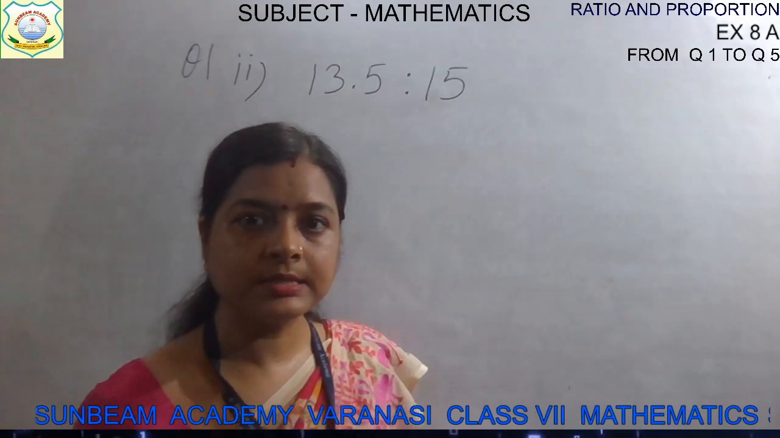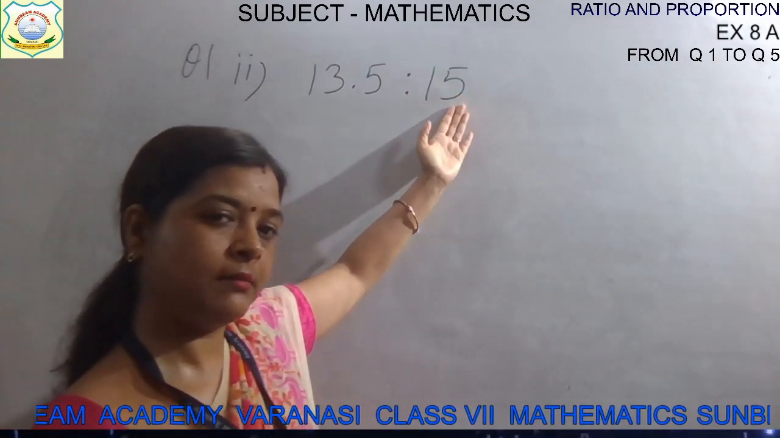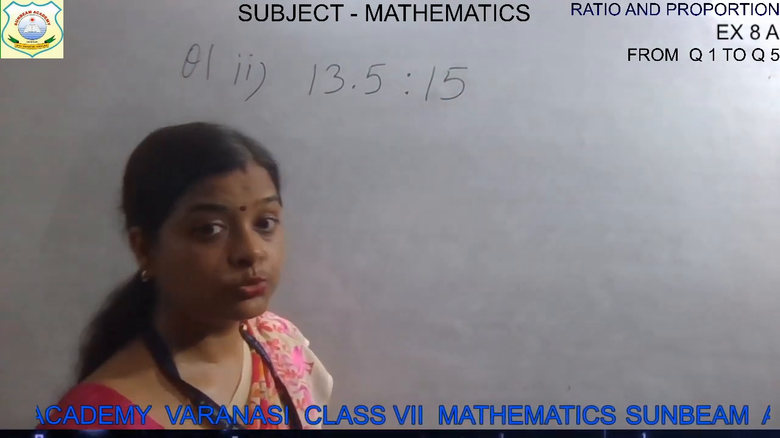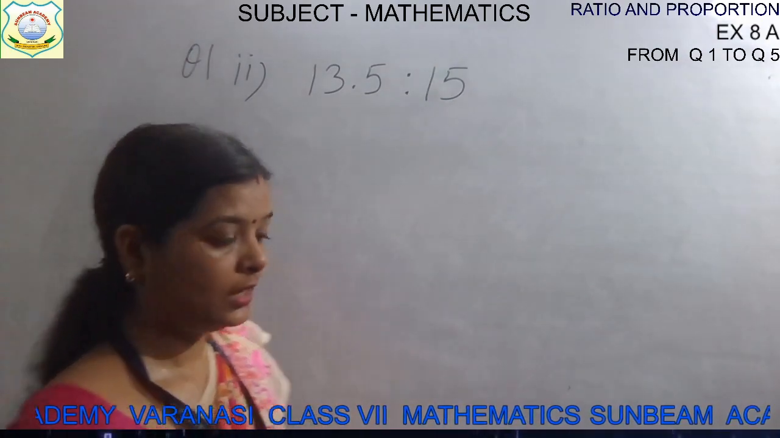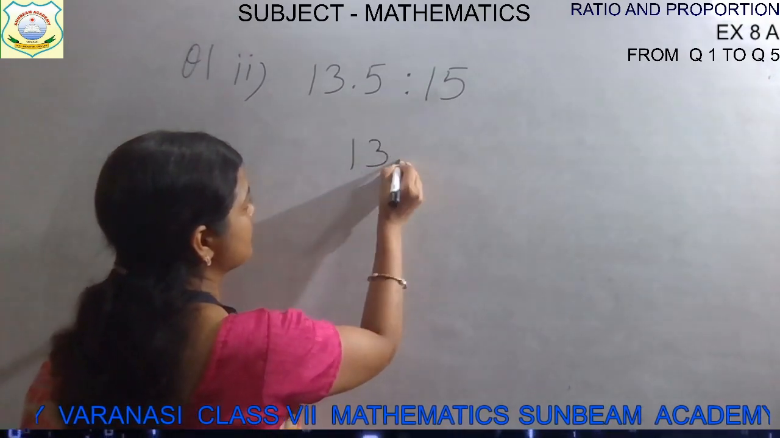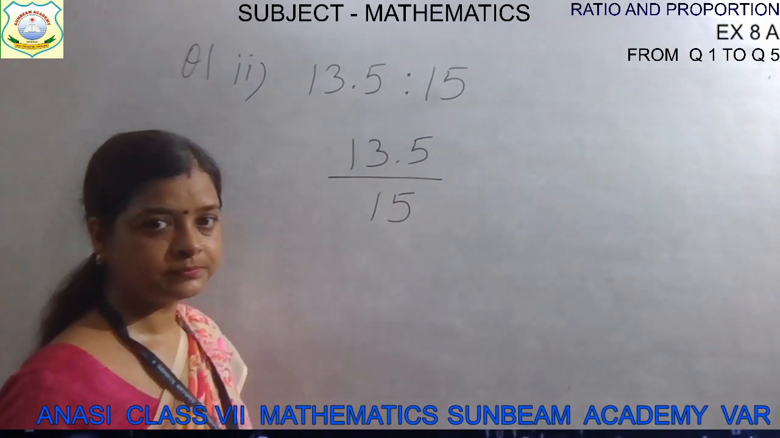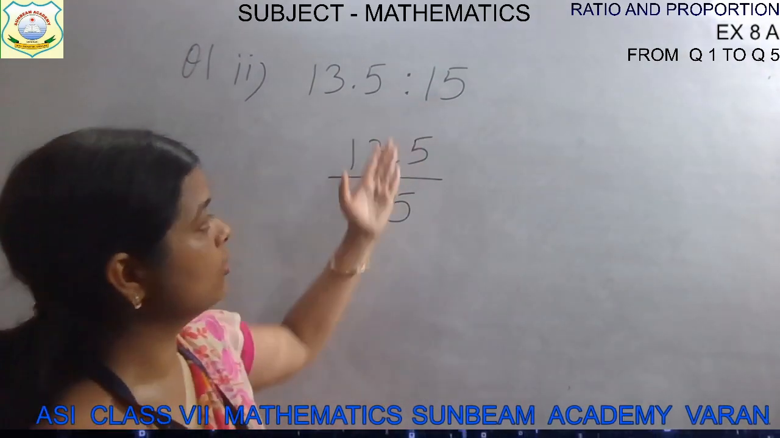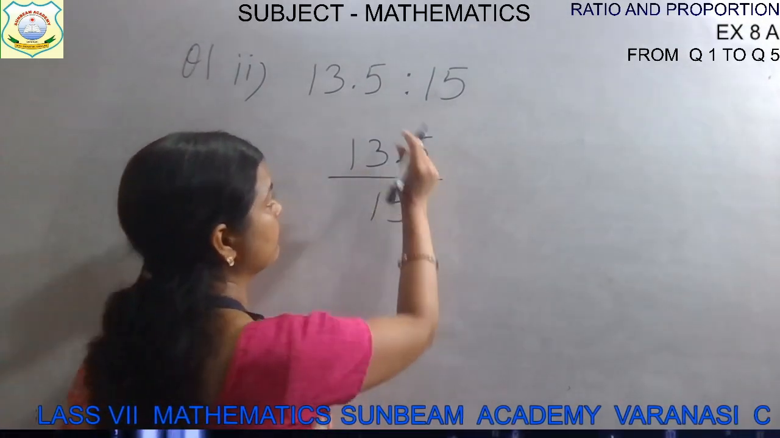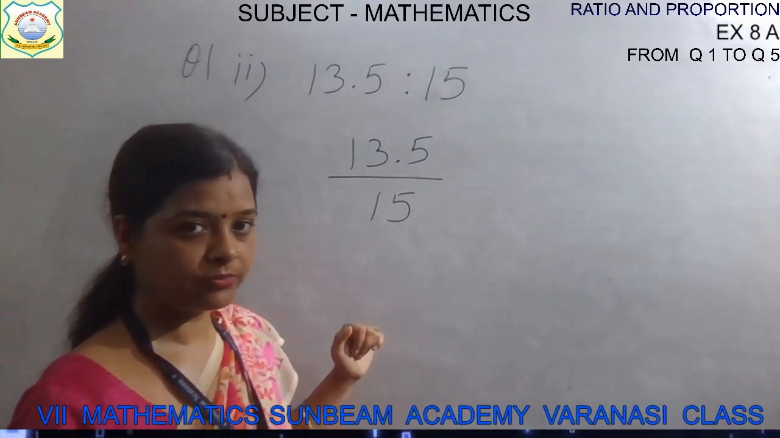Now when you see it, one is in decimal format and the other one is a whole number, 15. Ratio sign is given. It means we can write it in which form? We can write it in this form also. Isn't it? Yes, we can write the ratio in this way also. When we have to write it in ratio form, we will use this format. Otherwise, for solving purposes, we can write it in this form.